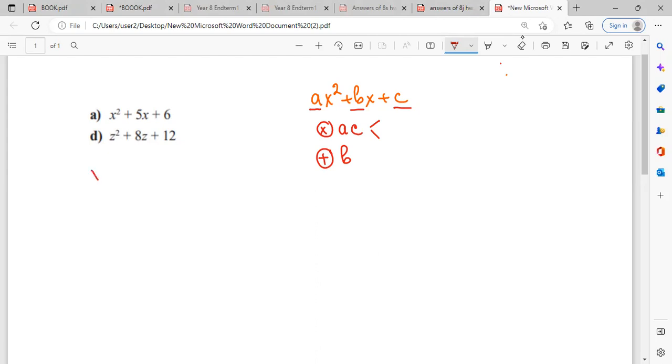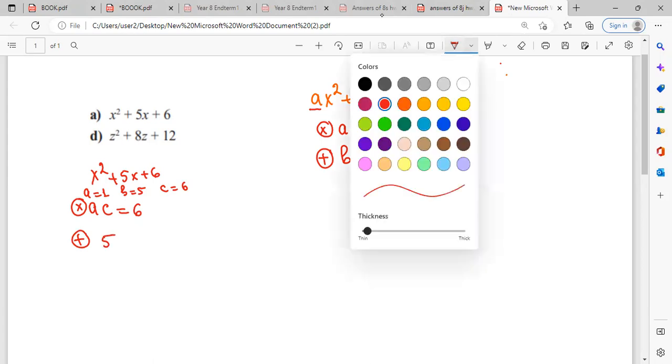Here we have the question x squared plus 5x plus 6. As I mentioned before, a here is 1, b is 5, c is 6. So a times c will be 6, and the addition of them will be just 5.